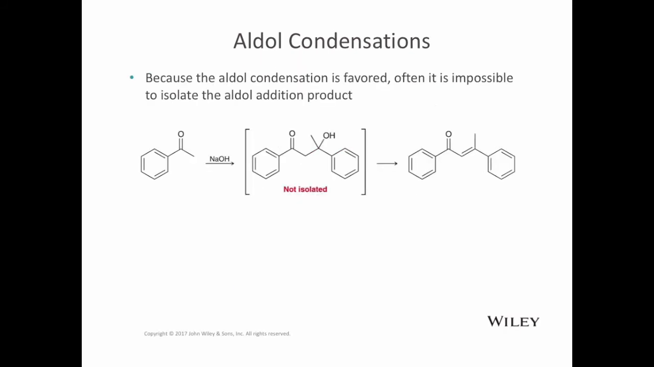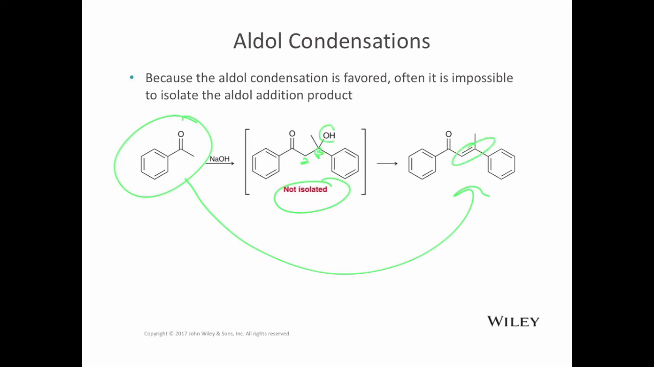Because aldol condensation is favored, a lot of times it's very difficult to isolate the aldol addition product. So for example, in this reaction, you only get this. You can't get any of the aldol addition product, even though it proceeds through that intermediate. This will just quickly go on to form a double bond between the alpha and beta carbons right here. So we're going to lose that OH and one of these two hydrogens on the alpha carbon.